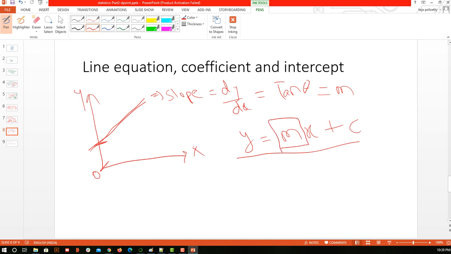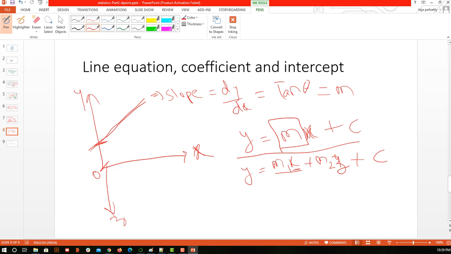Here I had only one x, so I am writing x. But suppose there is one more axis called z, a 3-dimensional case. In that case, y is equal to m1x, the slope of the line along the x-axis, or along this attribute, plus the slope of the line along the other attribute, plus c. The intercept will be the same.